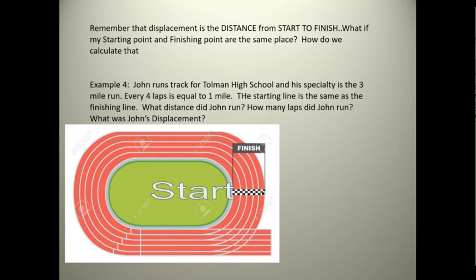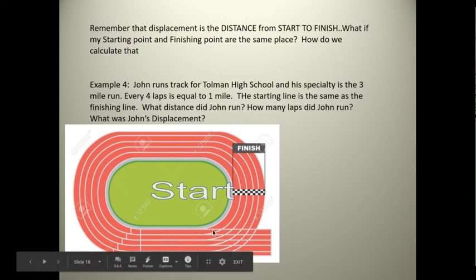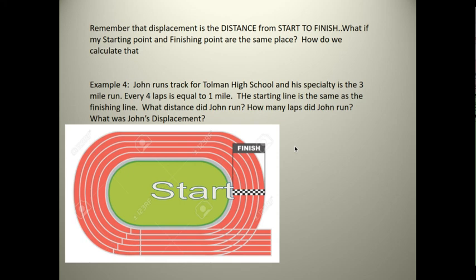Now, some of you might already be thinking about what the possible answer is. Okay. Even though I traveled a certain distance going around this track, doesn't matter how many times I go. All right. My starting point and my finishing point are in the same place. So let's take a look at example 4. John runs the track for Tillman High School, and his specialty is the 3-mile run. Every 4 laps is equal to 1 mile. The starting line is the same as the finishing line.